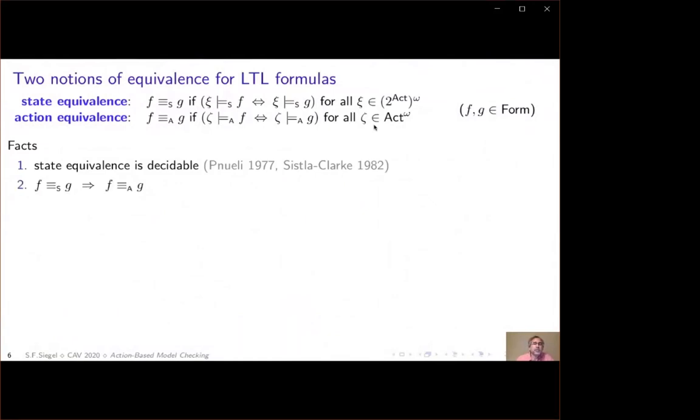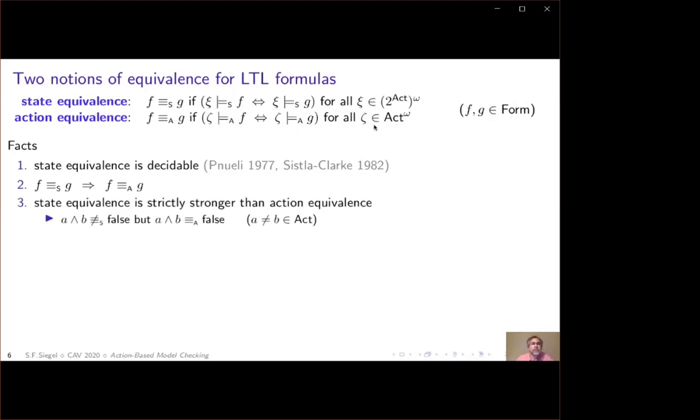State equivalence is stronger than action equivalence. It's not hard to see. In fact, it's strictly stronger because a formula like A and B is certainly not state equivalent to false, but it is action equivalent to false because you cannot have two actions occurring at the same time under the action semantics.